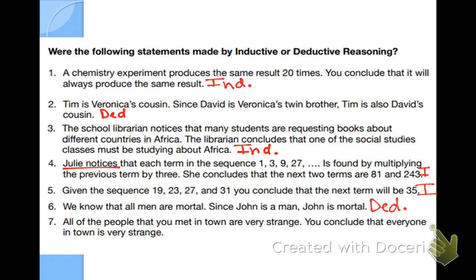Fact, fact, fact. All of the people that you met in town are very strange. You conclude that everyone in town is very strange. Inductive. First guy I met was a weirdo. Second guy I met, weirdo. His mom, weirdo. So everyone must be a weirdo. Definitely inductive pattern. I'm not saying it, they said it.